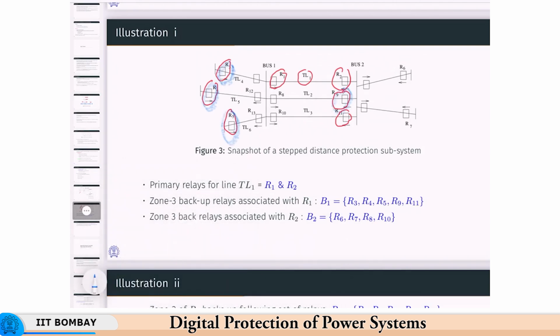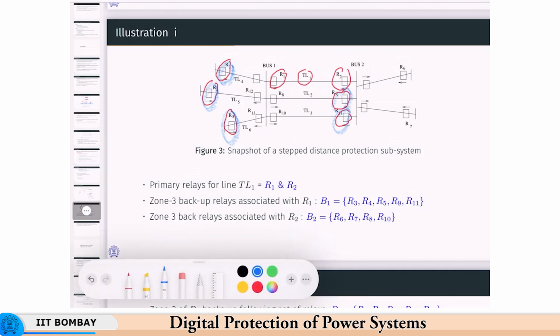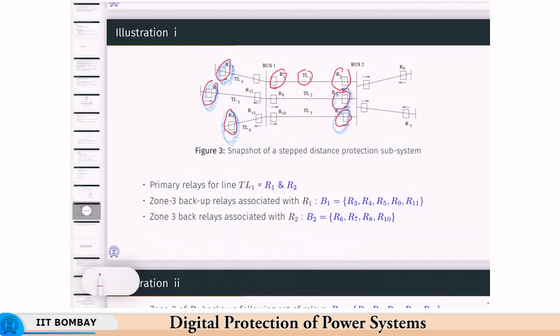This and this. Okay. So, these are the backup relays for R1. And the backup relays for R2, on the other hand, are these: R6, R7, and these two relays, R8 and R9. Okay. So, these are listed here.